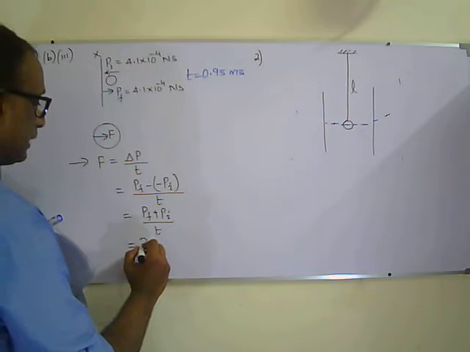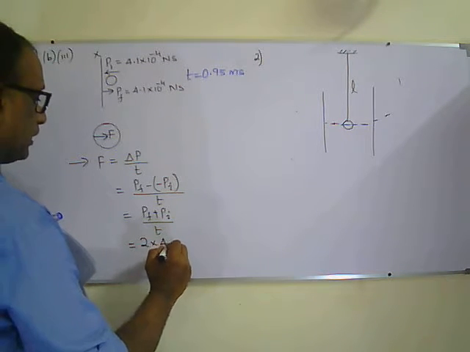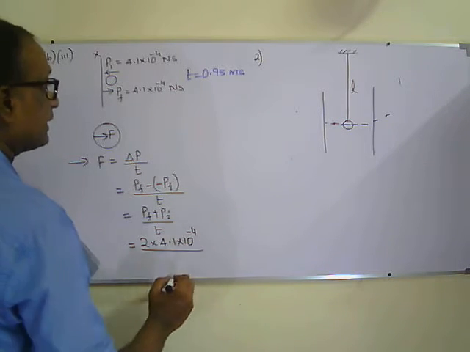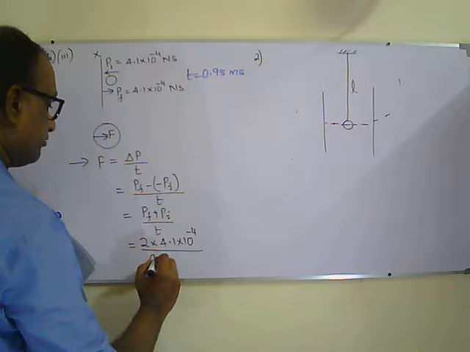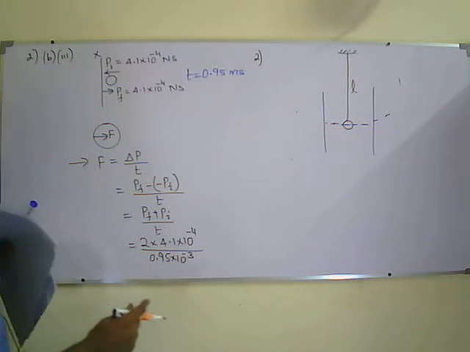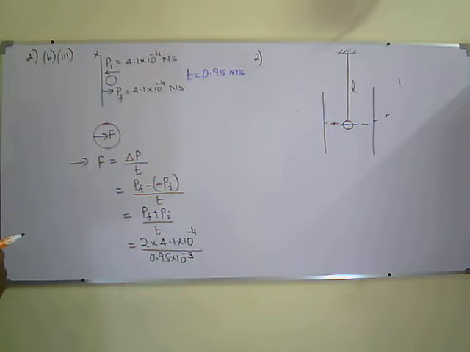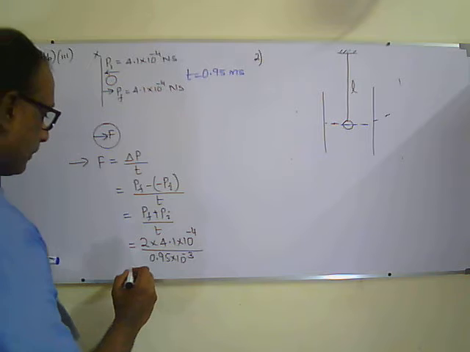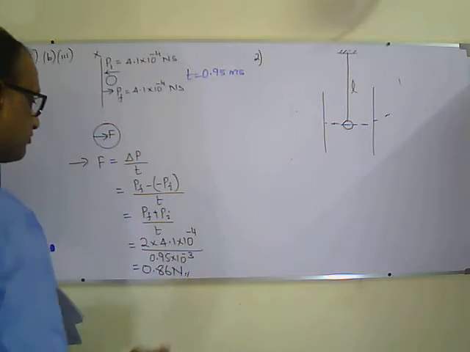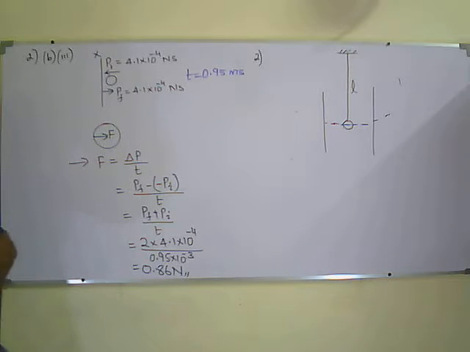I can just multiply 2 times 4.1 × 10 to the power minus 4, divided by the contact time, which is 0.95 millisecond, 10 to the power minus 3. So solve it, and you will get the force experienced by the ball during collision. That will be 0.86 Newton. That's the answer for B part, third part, question number 2.